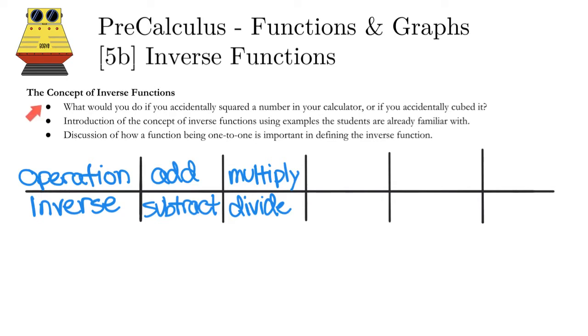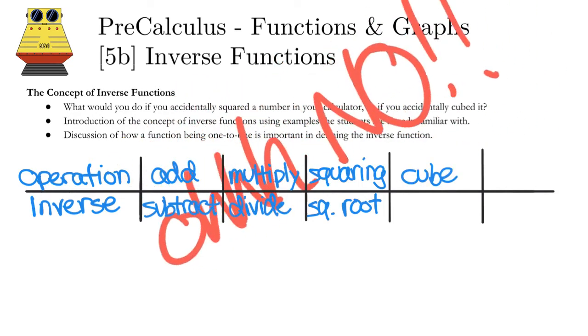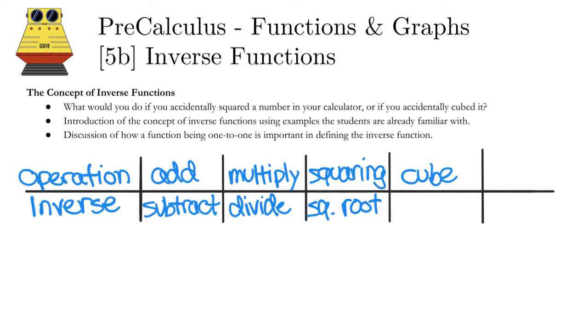Then notice that first bullet point. What would you do if you accidentally squared a number in your calculator? So the operation is squaring. What is the inverse operation? Well, it's the square root. And what if you accidentally cubed a number? Oh no, we got to undo that. The inverse operation is the cube root. Okay, you're probably familiar with those.